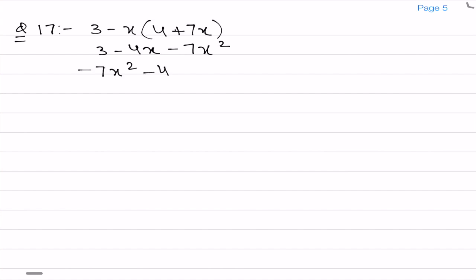Now question number 17. 3 minus x into 4 plus 7x. Again we will open the bracket. 3 minus 4x minus 7x square. So rearrange: minus 7x square minus 4x plus 3. Now we have to make the factors of 7 and 3, that is 21.